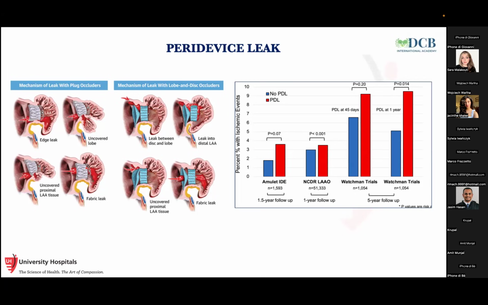From different studies, from the AMULET, from the NCDR registry, from the Watchman trials, more leak means more events. The big problem with the peri-device leak is that in the literature the authors are not able to agree on the best size to define a dangerous leak. In general, we describe it as more than 5 millimeters, but now there is the idea to consider a peri-device leak dangerous when it is more than 3 millimeters.